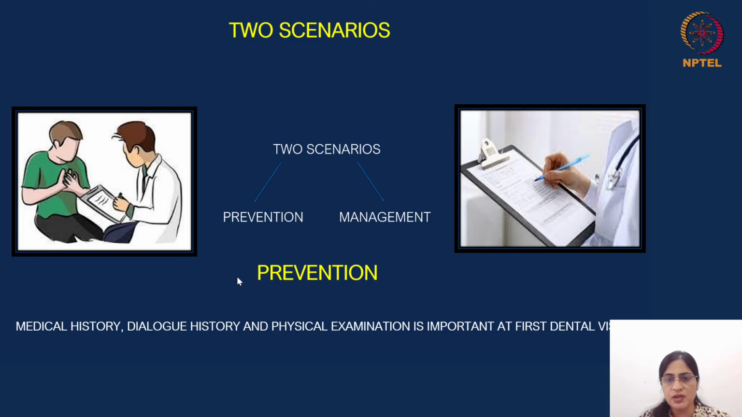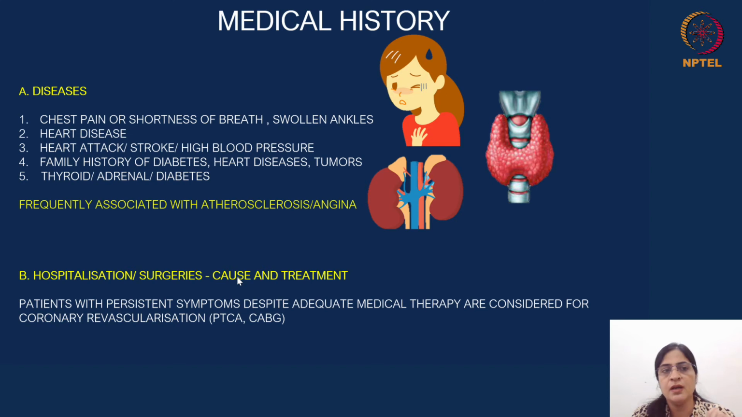So coming to the prevention, what can prevent an episode? A thorough medical history, dental history, and physical examination is very vital at the very first dental visit. Now, in medical history, what are the diseases which the patient can suffer from and which carry a potential risk of developing a cardiovascular event in the dental chair?